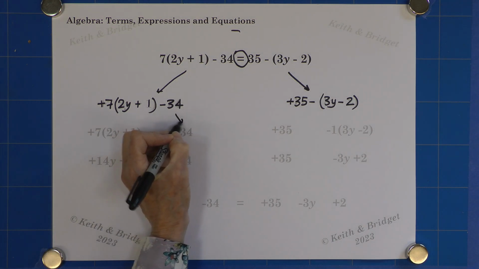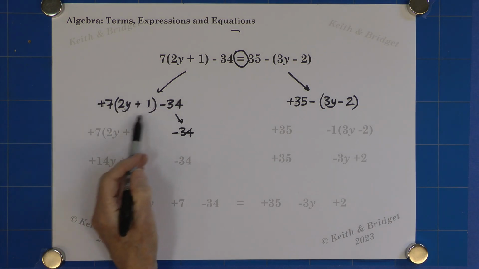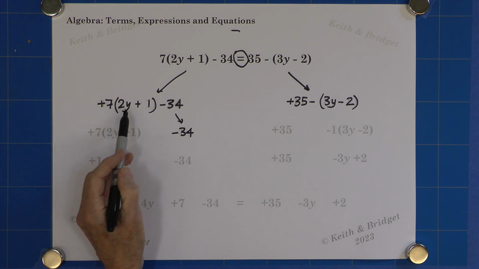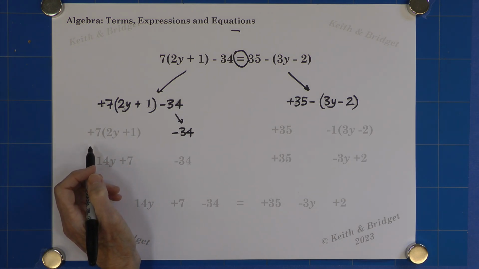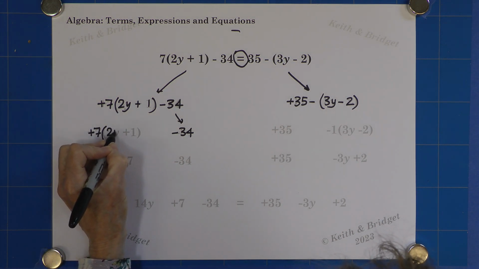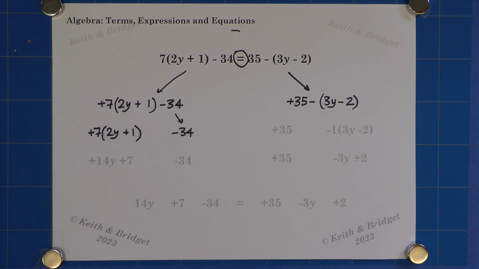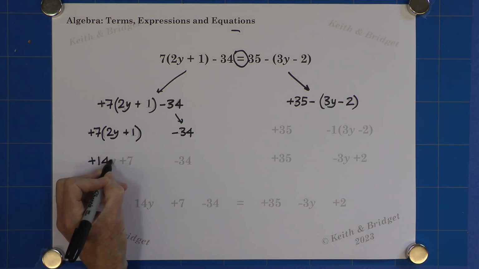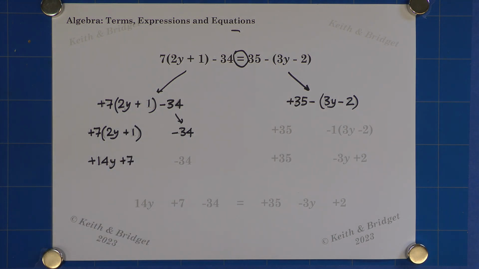This bit here can come straight down to be the minus 34. We can then expand this out, and where we've got brackets, everything inside the bracket is multiplied by what's outside. So you're actually also assuming a multiplication sign between the 7 and the bracket. Yes. Okay, so we've got that bit. Multiplying this out is going to give us plus 14y, and then a plus 7, 7 times 1.